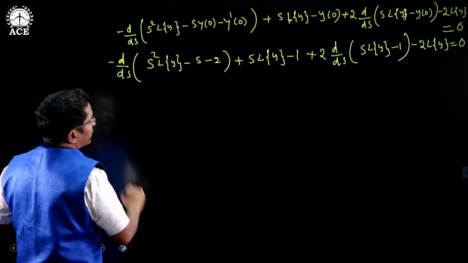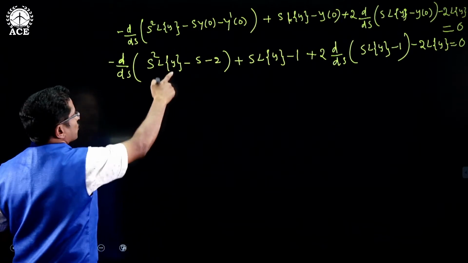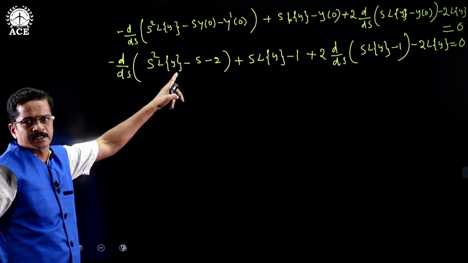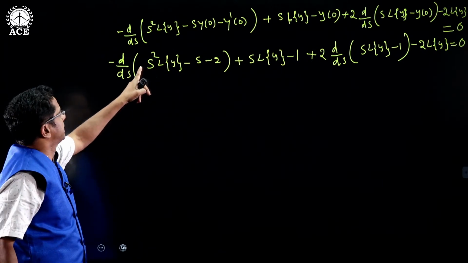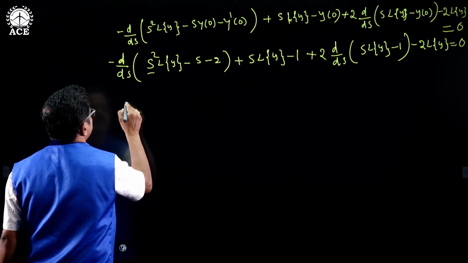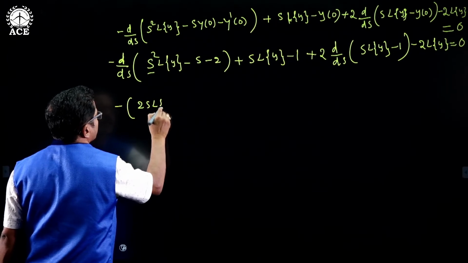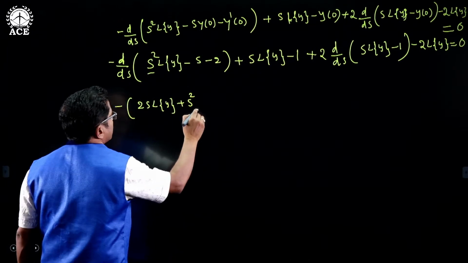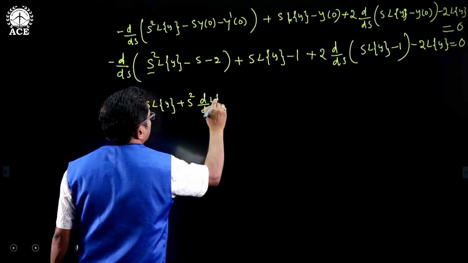So now I will go for finding the differentiation here. s square into L of y. L of y is a function in s, L of y is nothing but f bar of s. So s square into f bar of s, you have to apply the UV rule. So the s square differentiation, minus 2s into L of y outside, plus s square into d by ds of L of y.